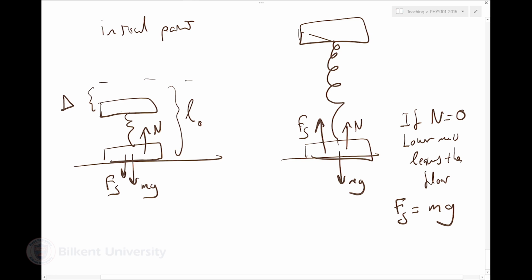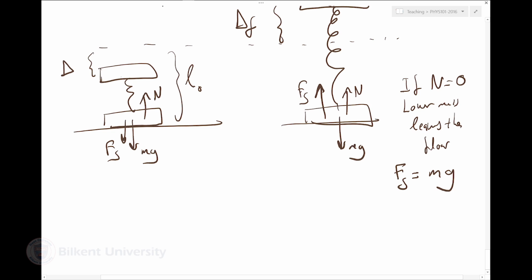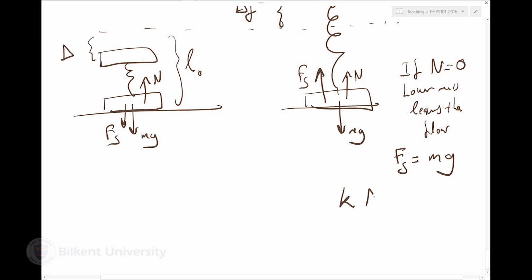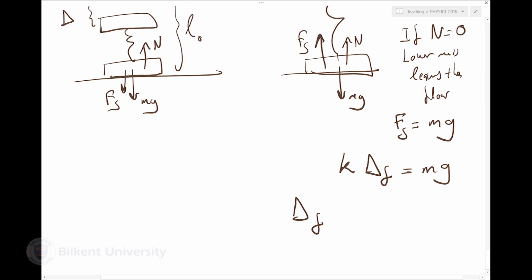Can you tell me what this delta final will be if Fs is equal to mg? Fs is k times delta final, right? What's the spring force? K times the stretching or compression. So k times delta final must equal mg, which tells me that the final stretching of the spring to be able to move this object up must be mg divided by k.